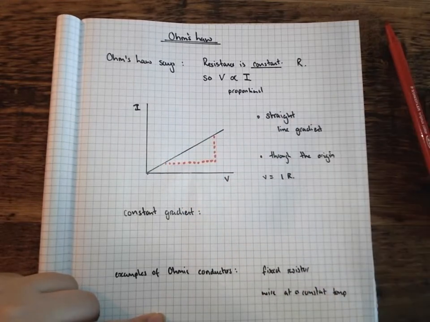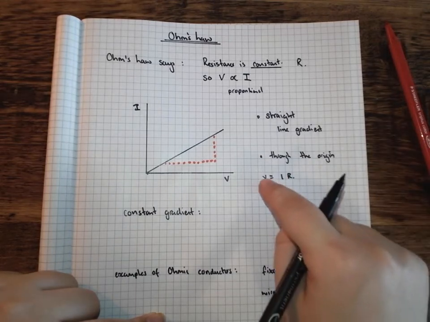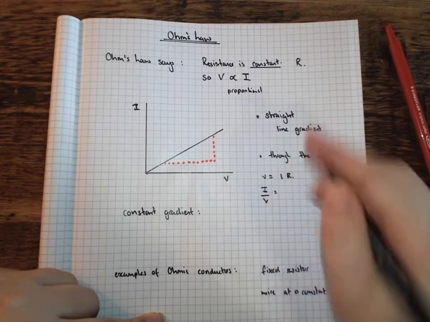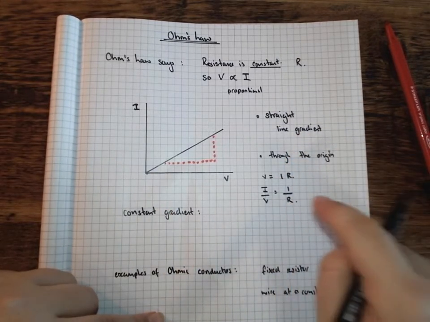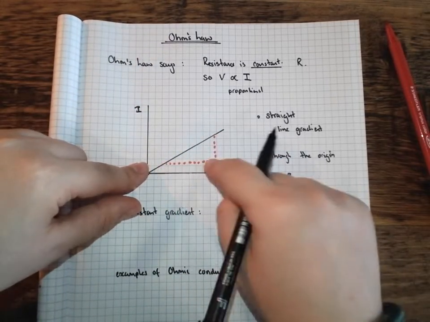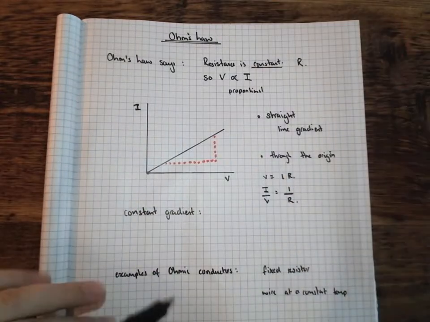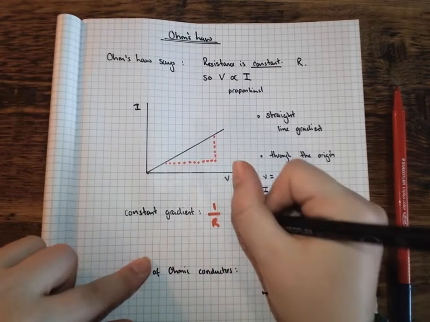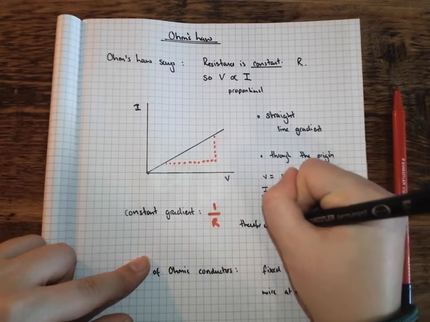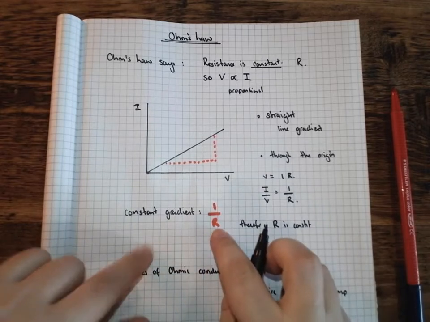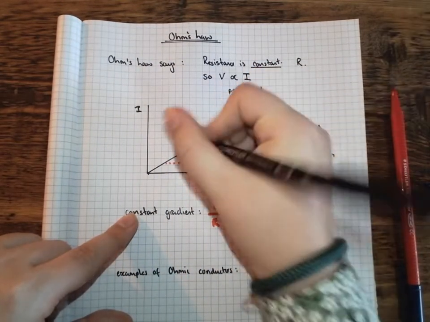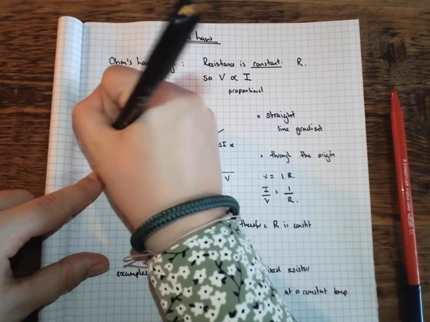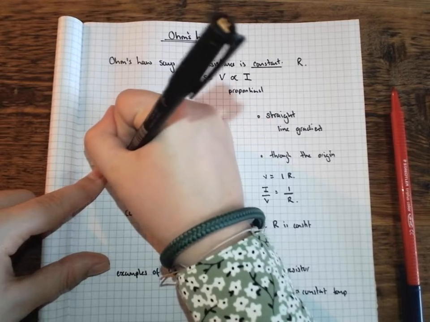When we're looking at this, we can show that it's obeying Ohm's law because we can show that resistance is constant. If we remember the equation, V is equal to IR, so I divided by V is equal to 1 divided by R. In this case that is my gradient, because I divided by V is my change in Y over my change in X. So my gradient is equal to 1 over resistance. If I have a constant gradient, that means 1 over R is constant, and therefore resistance is constant. The gradient is our change in I over our change in V, which gives me 1 over R.